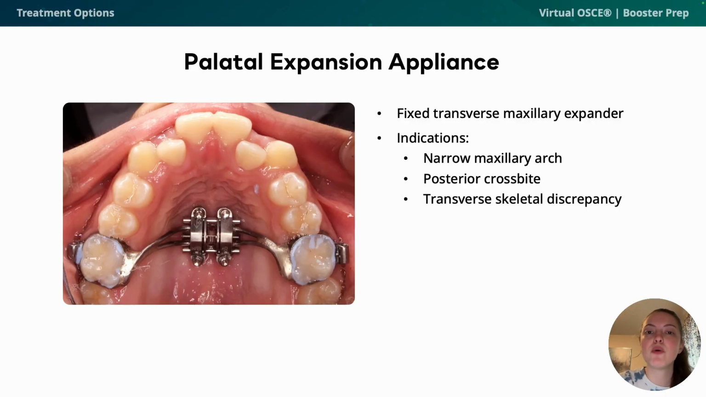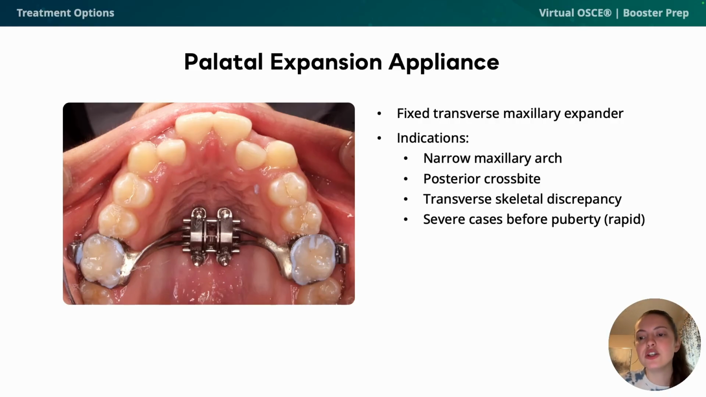Now, for most of these appliances, there is a screw in the middle, and the patient's parent will be instructed to turn that screw at home each day, with the number of prescribed turns being higher if they require more expansion. The type of expander used varies by the age of a patient. You can get more expansion before the pubertal growth spurt, meaning you can correct more severe cases before puberty with rapid palatal expansion, also known as an RPE.